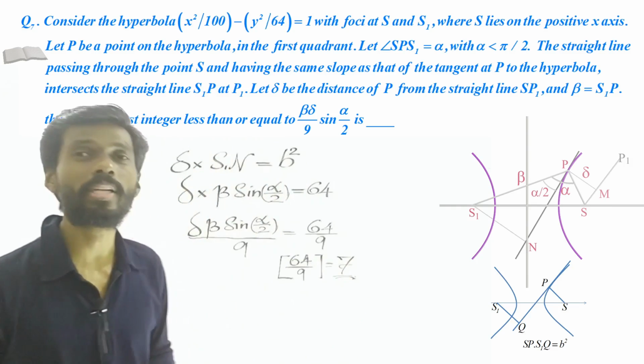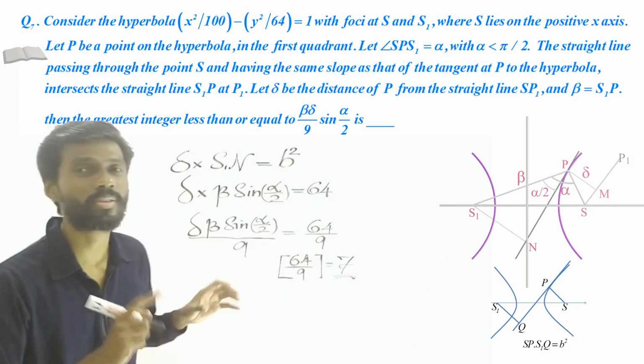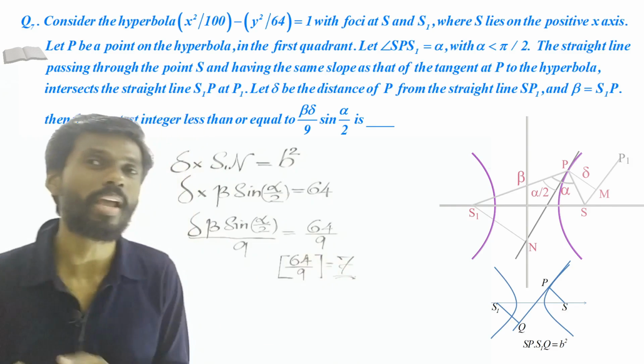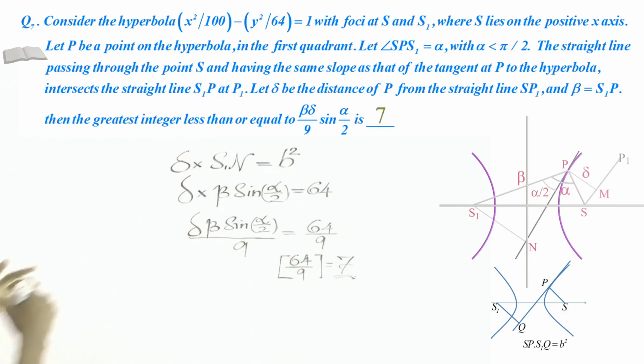So this particular property is important. That's what we've used here, right? The product of perpendiculars from the foci to any tangent, that is b square, right? That is common to both ellipse and hyperbola. So that's what we've used here to get this answer.